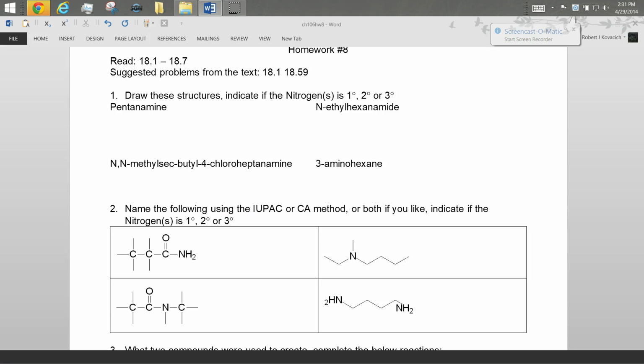Okay, let's go ahead and draw out these structures. So the pentanamine, it's going to have what? What do I need with this? I need some carbons, 5 of them. And then since nothing was written, where's the amine structure?